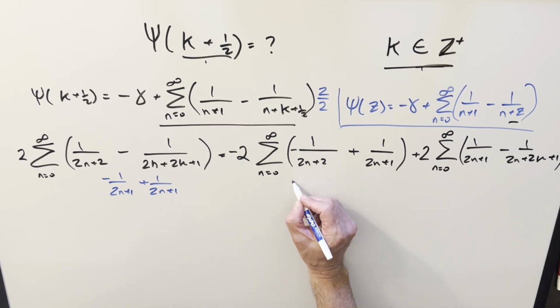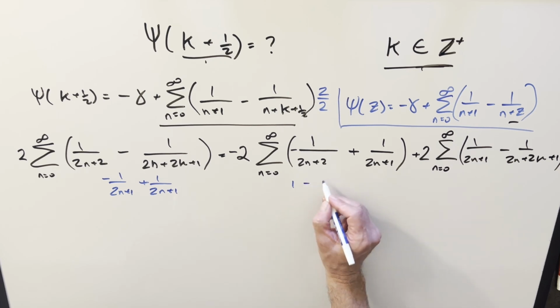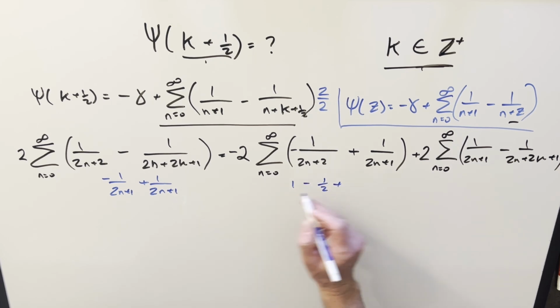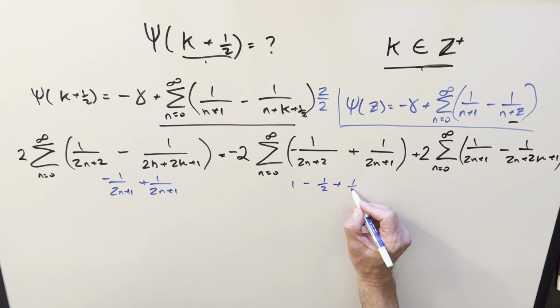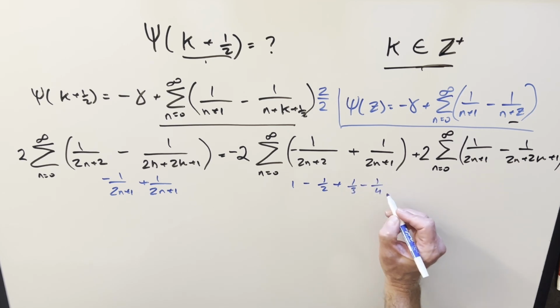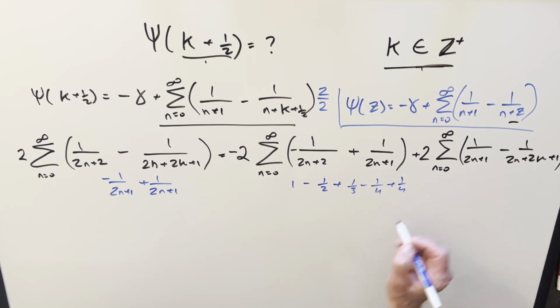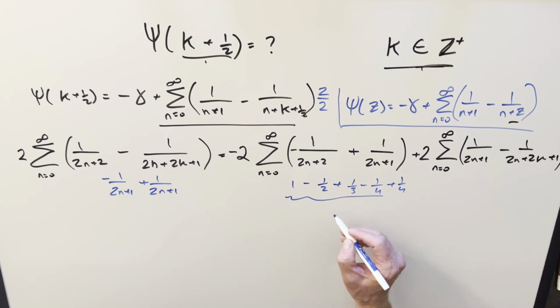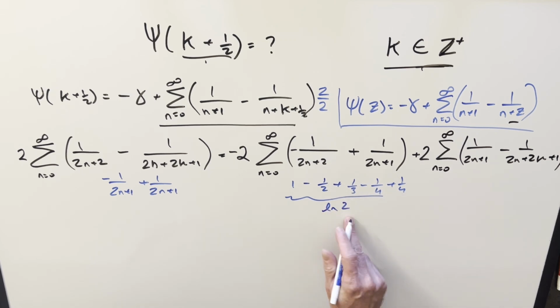You plug in 0, you get 1. The second term, you get minus 1/2. Then we plug in n equals 1, we're going to have 1 over 3. And what's happening here, this is going to be our alternating harmonic series. And this has a known value, so we'll just use that. This here is going to be just the natural log of 2.